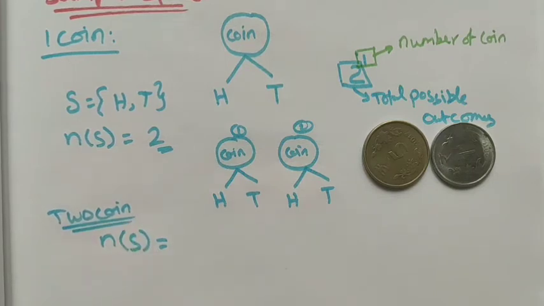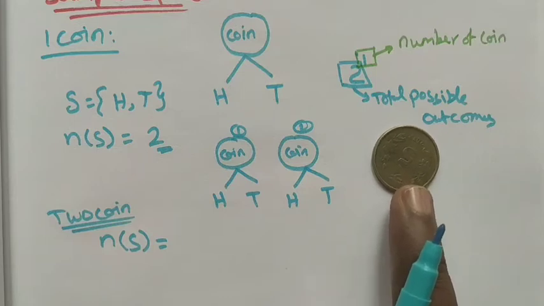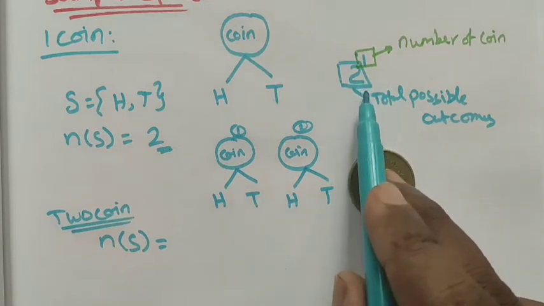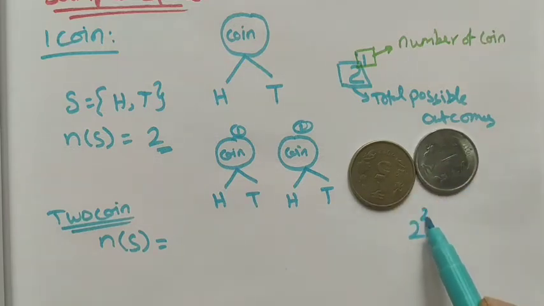For 2 coins, or tossing the coin twice, we have the sample space n of s. I already told you, the total outcomes in a coin are 2 sides, and how many coins now? Here we have 2 coins, right? 2 twos are 4. 2 square is nothing but 4.